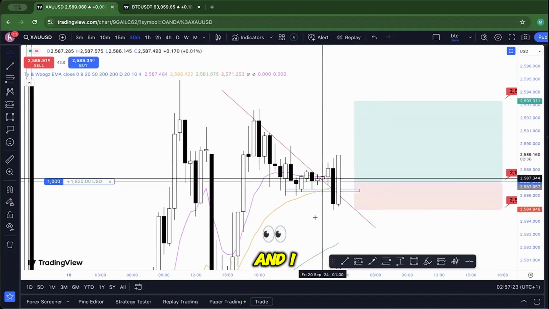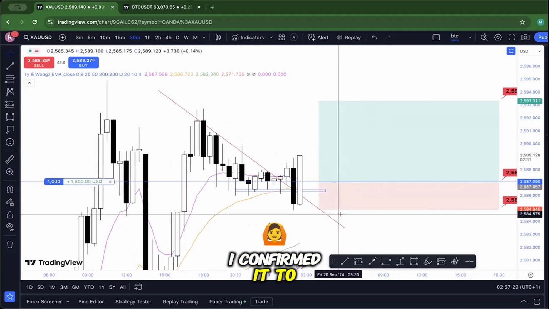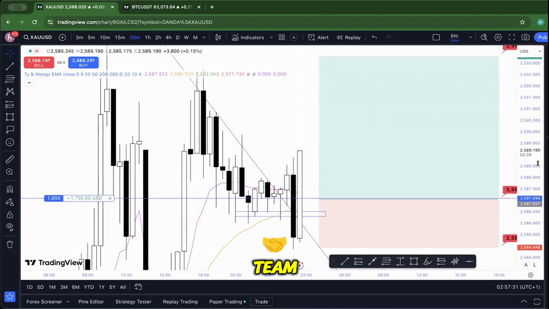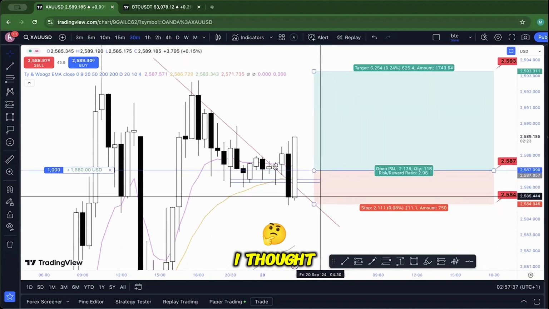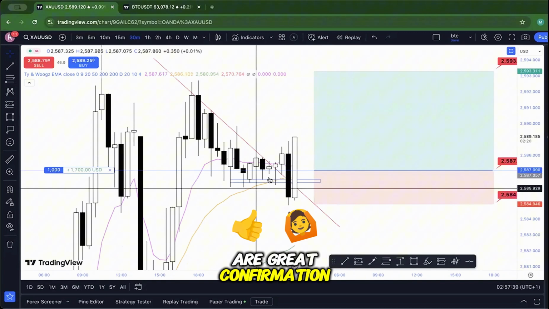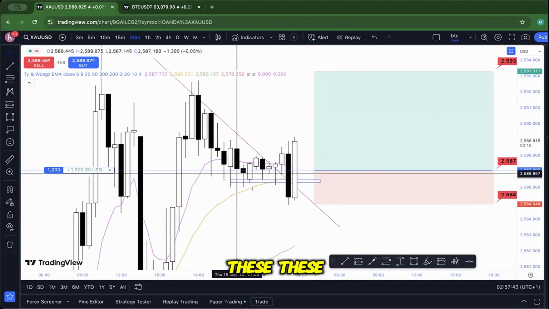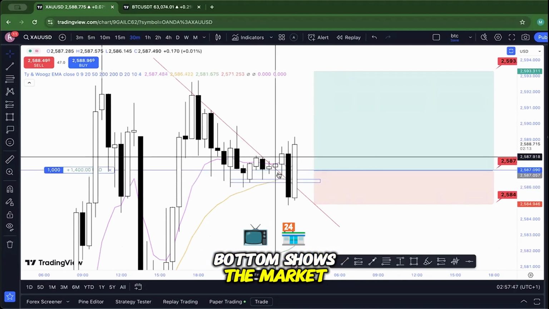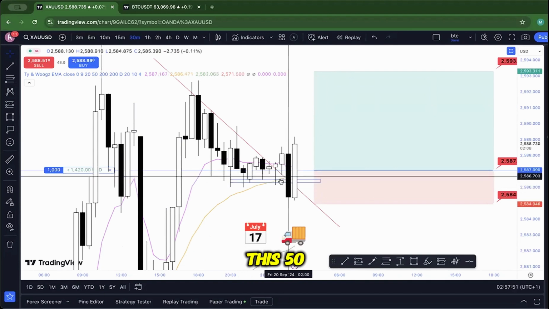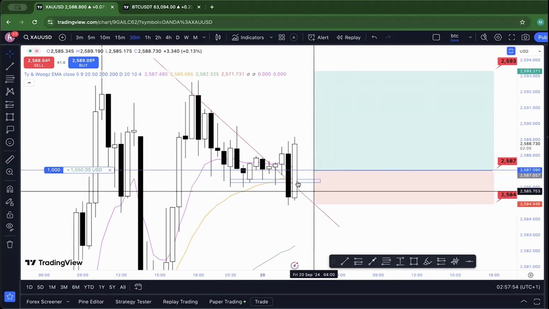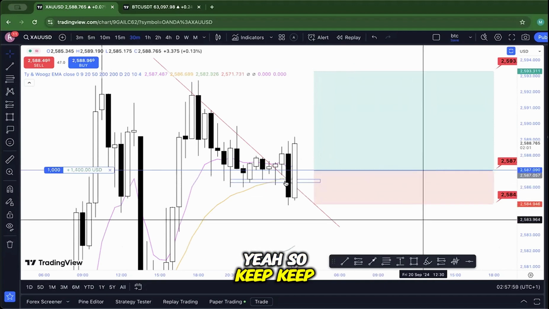And I see a lot of rejection off the EMA lines that confirms it too. If you go into the 5 minute, 15, it rejected the EMA twice. And that was a great confirmation. You could also see it off the 30 minutes. These wicks at the bottom show the market rejecting and finding support around this 50-day moving average. So the 50-day, right? Yeah, that's the 50-day.